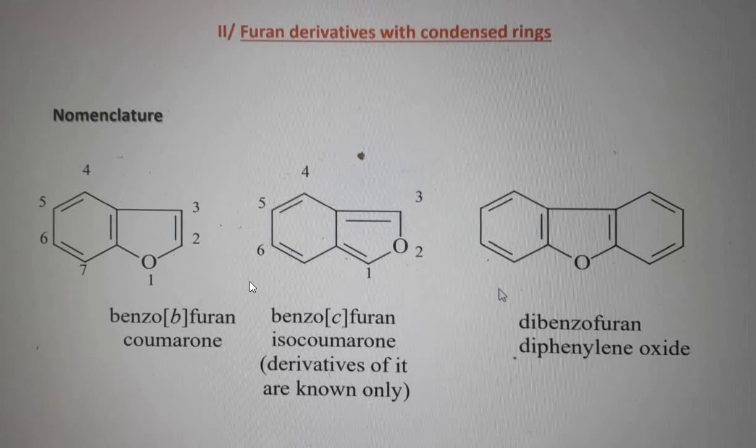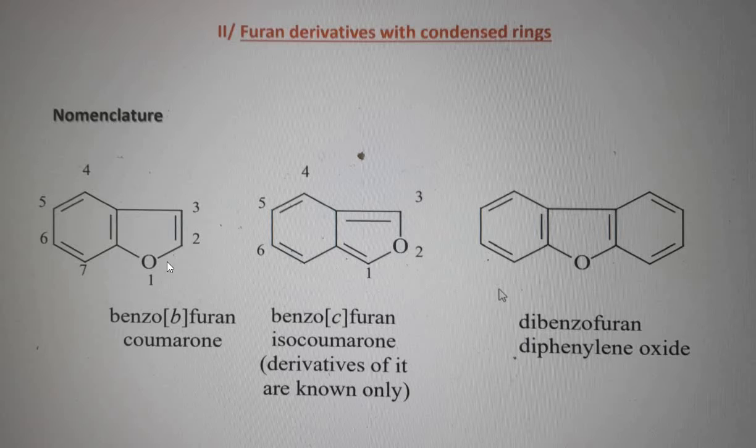Now friends, you have 3 compounds to study: benzofuran, benzothiophene and indole. Again the nomenclature starts from this oxygen; this is the benzene and this is the furan. Now this bond position is b. So this ring and this ring attach at this position, which is b. So this is benzo and this is furan. So benzofuran, also known as coumarone.